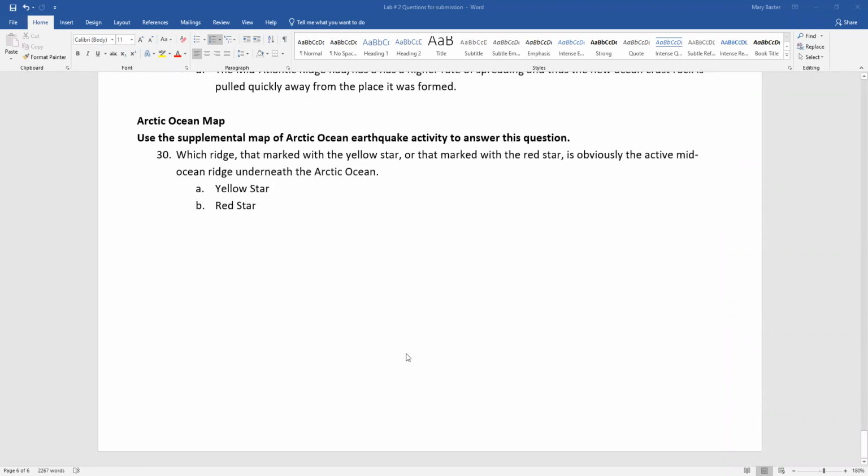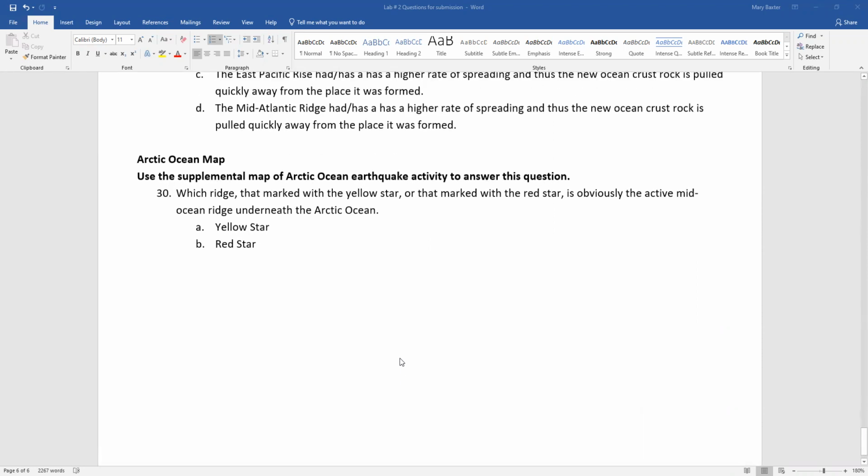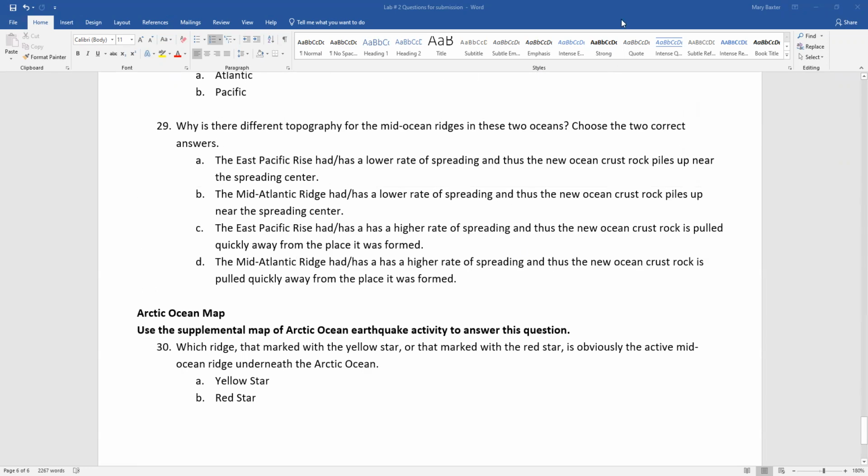And then the last question is about the Arctic Ocean. Use a supplemental map of the Arctic Ocean earthquake activity to answer this question. Which ridge, that marked with the yellow star or that marked with the red star, is obviously the active mid-ocean ridge underneath the Arctic Ocean? Not all that active compared to the other oceans, but it is there. Okay, so let's go out and take a look at not only the national geomap.